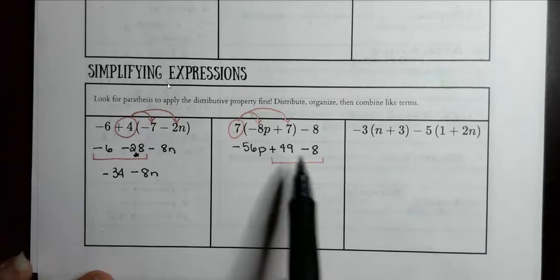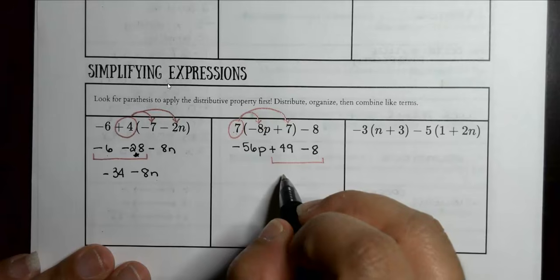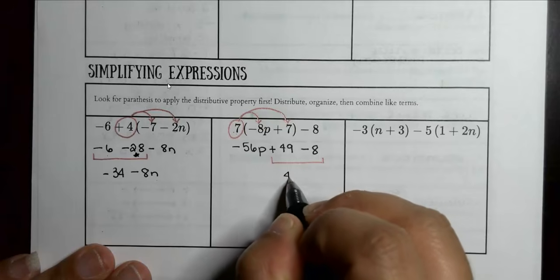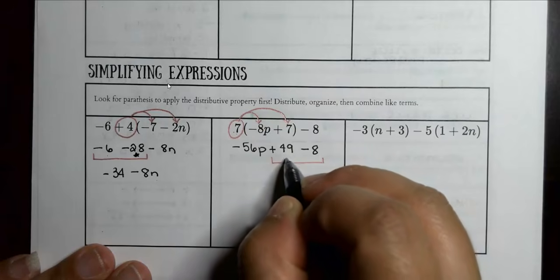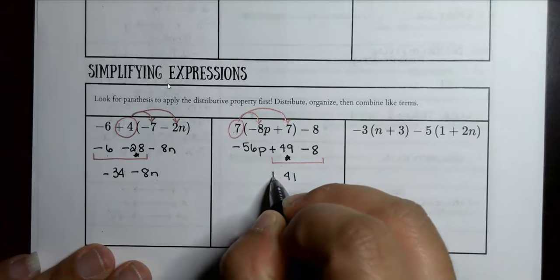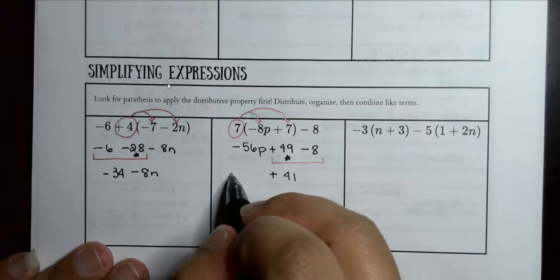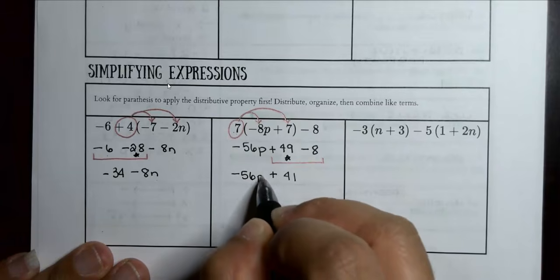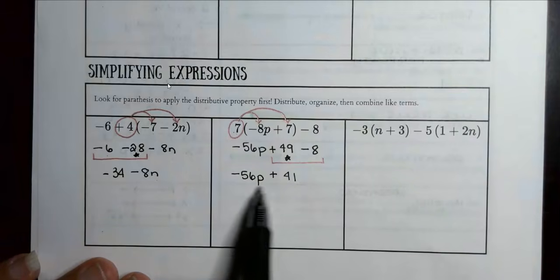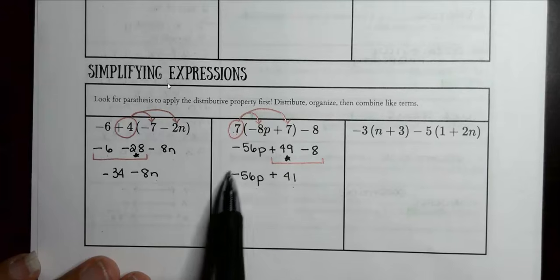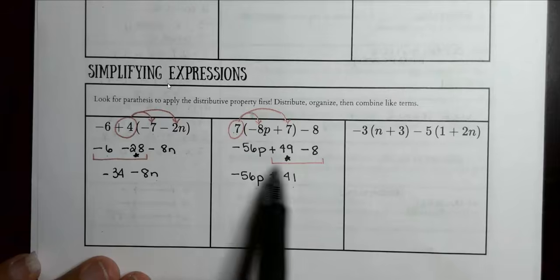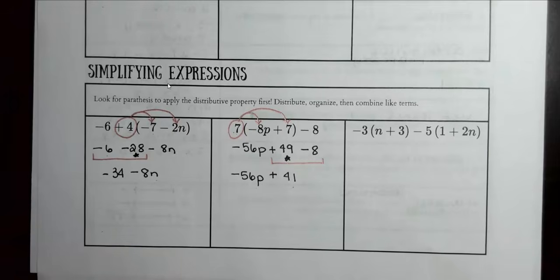Now I can see that the signs are different, so we're going to subtract, and that's going to give me 41. 49 is bigger, so that means my answer is a +41. I'm going to bring down the negative 56 with the P. And I notice that these can't go together because this one has a P, this one doesn't. They're not like terms. This is my final answer. This is as far as I can go.